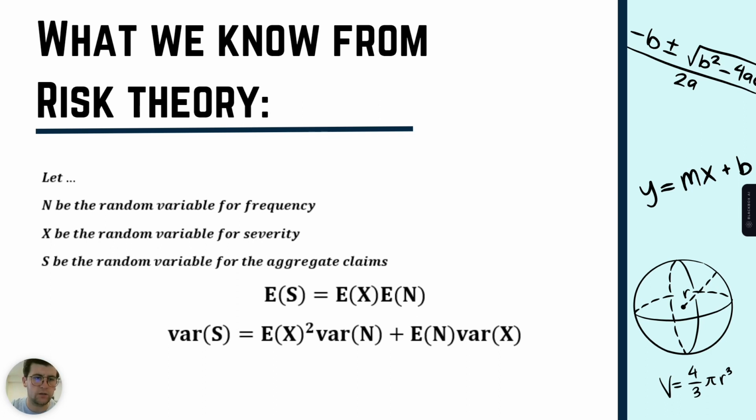The expectation of the aggregate claims can be calculated as the expectation of the severity multiplied by the expectation of the frequency. And the variance of S can be calculated as the square of the expectation of the severity times the variance of the frequency, plus the expectation of the frequency times the variance of the severity. And now we will see how this is or is not related to the problem we're solving.